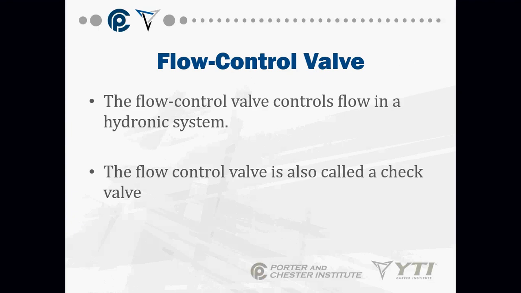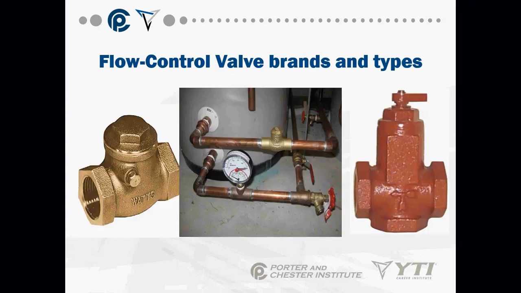Your flow control valves are going to be used to control flow in your hydronic systems. Obviously, they are more likely going to be called a check valve. You will most likely see these installed somewhere along the piping circuit. Usually, they're installed either right before your zone valve or in some cases right after the zone valve for each branch of your heating circuit. All they're there for is to make sure that the water is flowing in one direction.